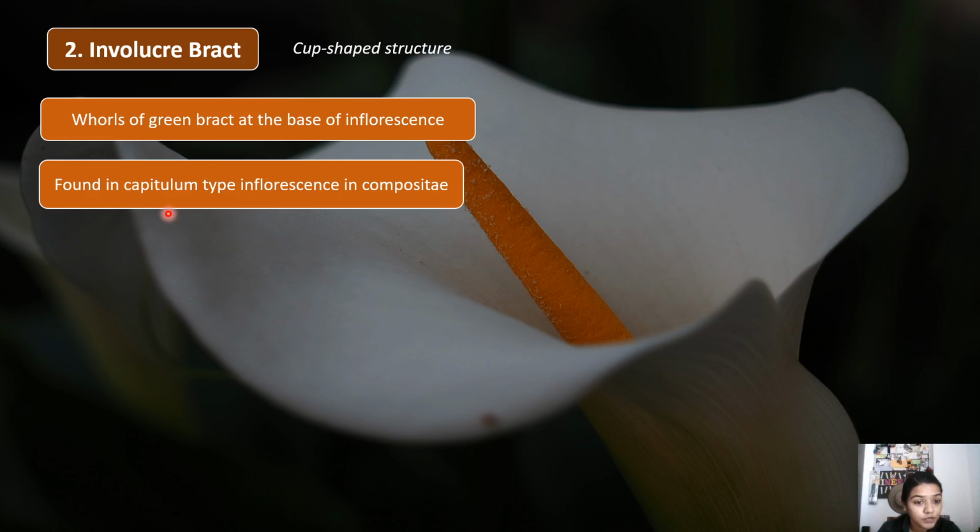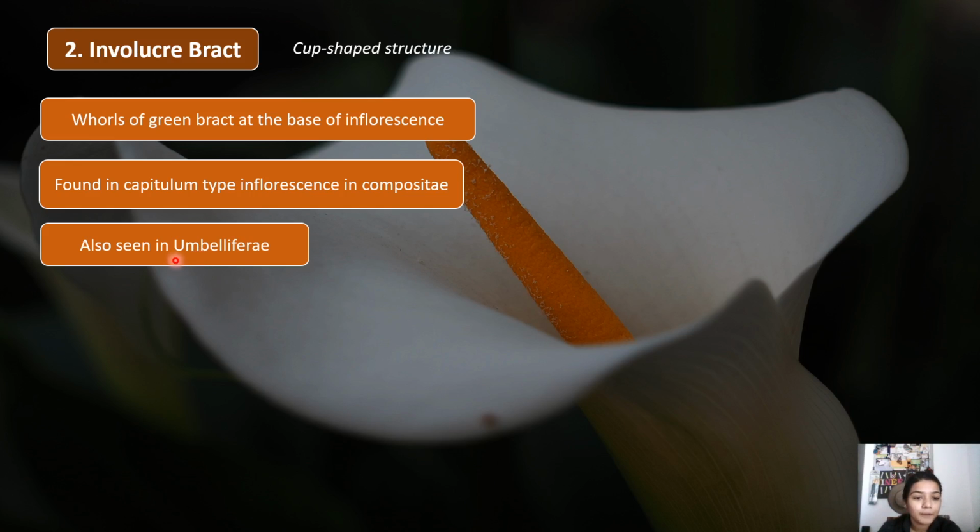That is called capitulum inflorescence, and this type of inflorescence is seen more in the family Compositae, that is the sunflower family, right? This inflorescence usually has involucre bracts, right? And these can also be seen in the Umbelliferae family. Now the Umbelliferae family, if you do not know, is the carrot family, because they have umbel inflorescence, right?